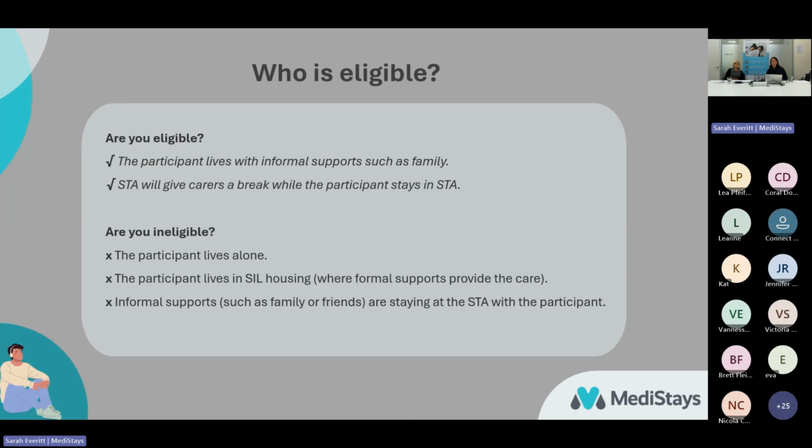And one of the hot questions since October last year is around eligibility, and we know that this particular change to the guide has really changed the way some families and participants can access STA. So just to run through now, who is clearly eligible for STA? Clearly eligible is any NDIS participant who is living with informal supports. They could be family, as I mentioned, husband, wife, brother, sister, they could be friends. If you are living on your own, you will not be eligible.